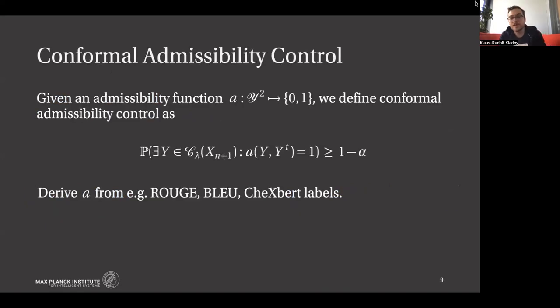The first challenge can be relatively easily solved by relaxing the coverage notion to admissibility, and it's been done similarly in related works. So instead of considering an exact match between generated Y and ground truth Y, we only require them to be similar as measured by an admissibility function here denoted by A.